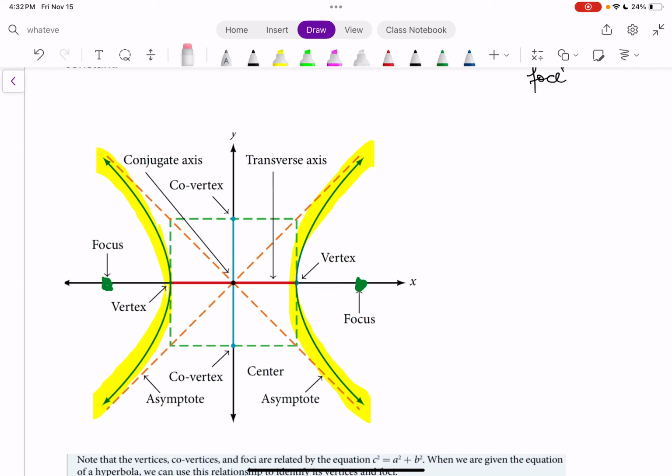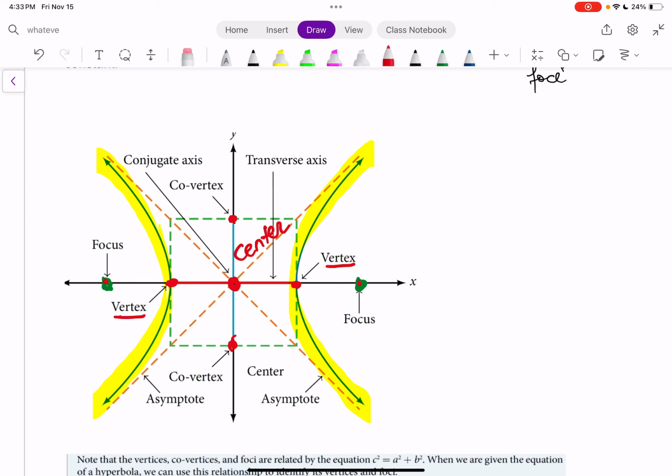Now, the edges of these two sides of the hyperbola are called the vertices. So one vertex and another vertex. So same as an ellipse, we will have a focus, we'll have a vertex, we will have co-vertices. And then we'll see how we can get to those. And of course, same as in a circle, same as in an ellipse, the hyperbola also has a center, and the center is exactly halfway between the foci, halfway between the vertices, and halfway between the co-vertices. That's called the center of the hyperbola.